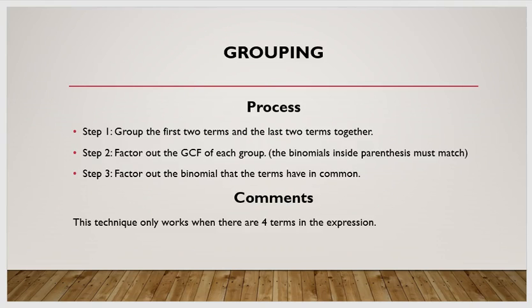The last technique we're going to look at is called grouping. This one only works when you have 4 terms in the expression. So basically, this is just doing the GCF multiple times. You take your 4 terms and you look at just the first 2 and find the GCF, and you look at just the last 2 and you find the GCF, and then you take those matching binomials because it should be the same thing, what you have in parentheses, and you pull that out. You take it like another GCF.